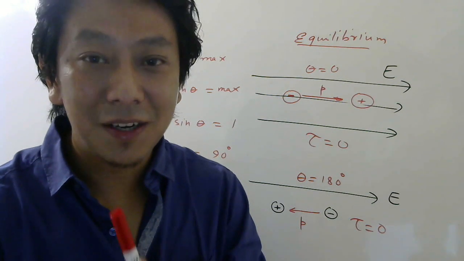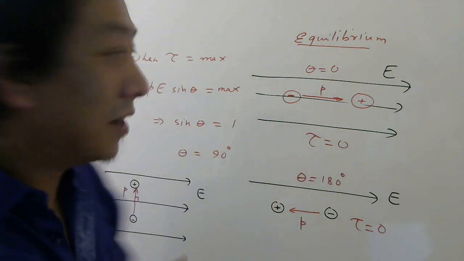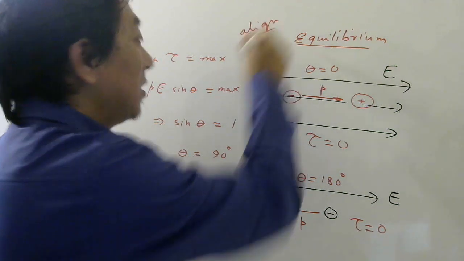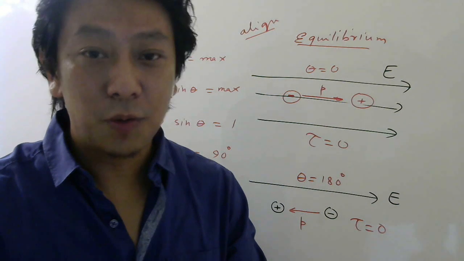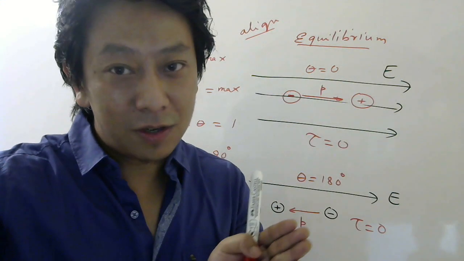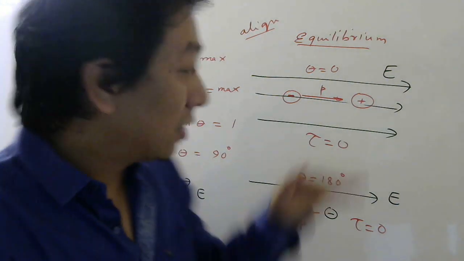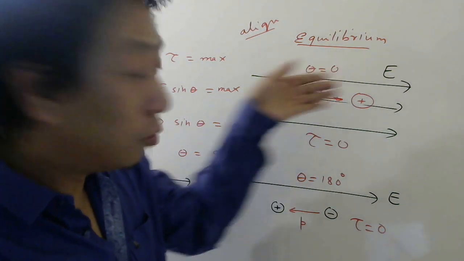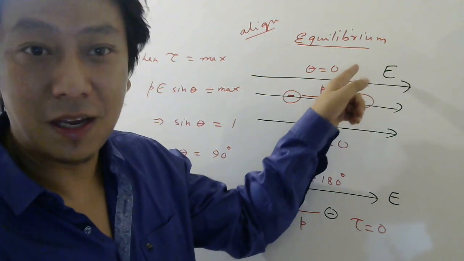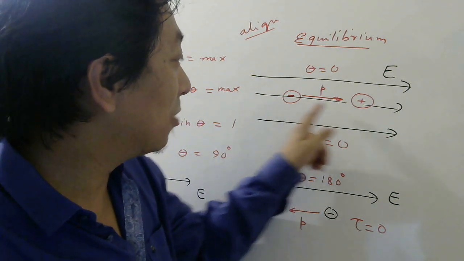Because people wanted to say when the dipole moment aligns with the electric field, the word align means coming in the same direction. So when I say students aligned towards my thinking, it means make your thinking in the direction of my thinking. So people wanted the dipole in equilibrium to be aligned with the electric field. That's why they chose the dipole moment from minus q to plus q.